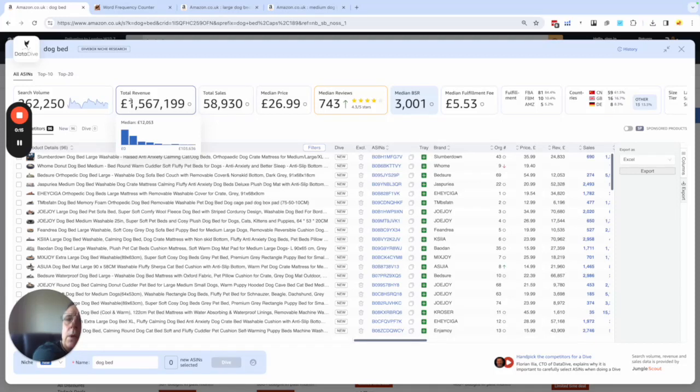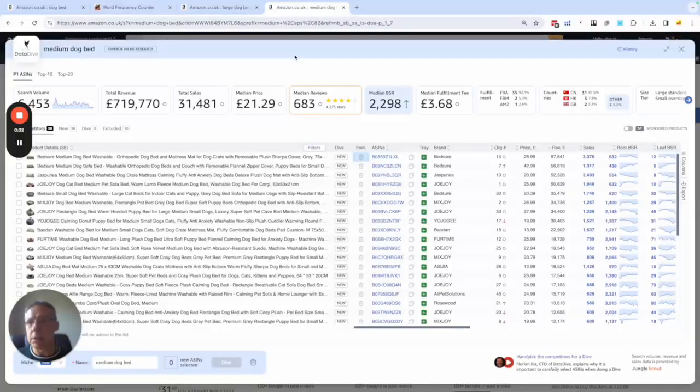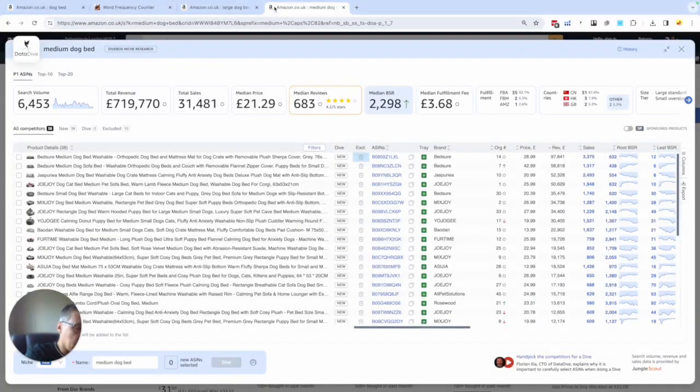If you recall, we looked at the total revenue, which we discovered was 1.5 million for the market of dog beds in the UK. We looked at large dog beds, we looked at washable, we looked at medium. We decided that the medium market was around 720. Let's move that out of the way. And we did a word frequency counter to identify the individual submarkets.